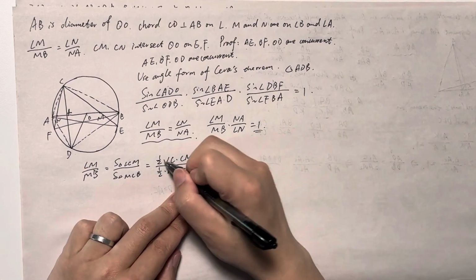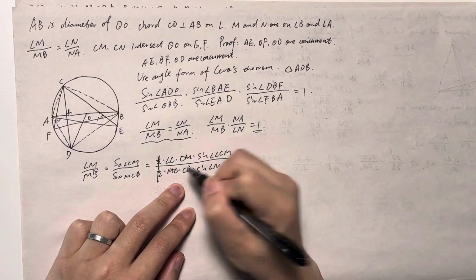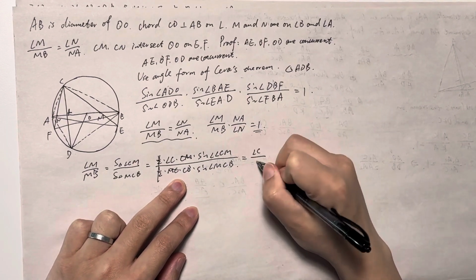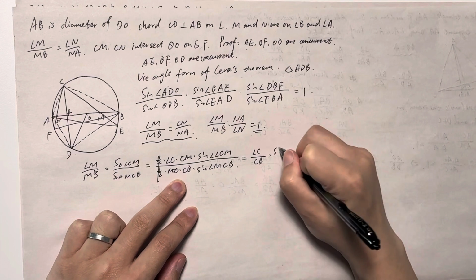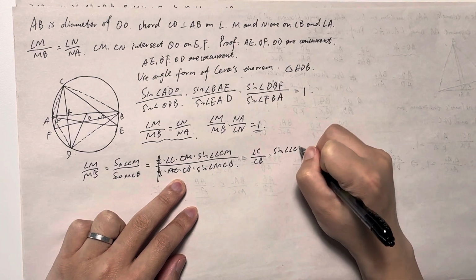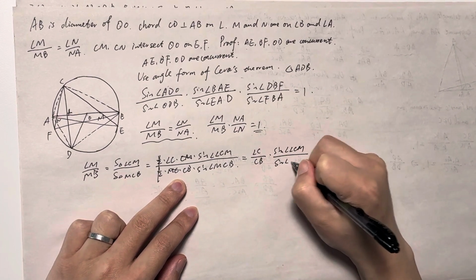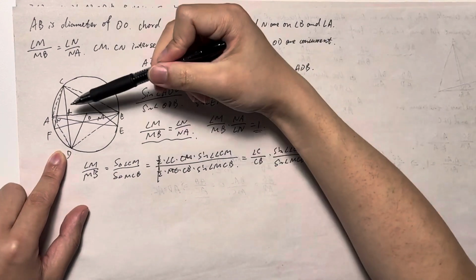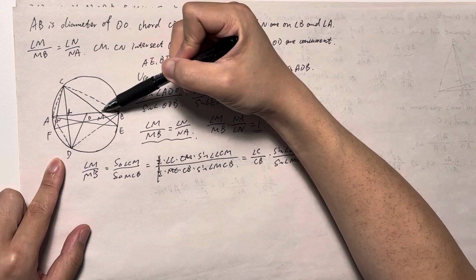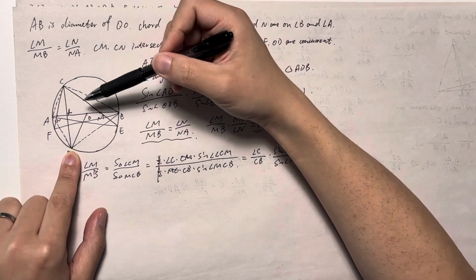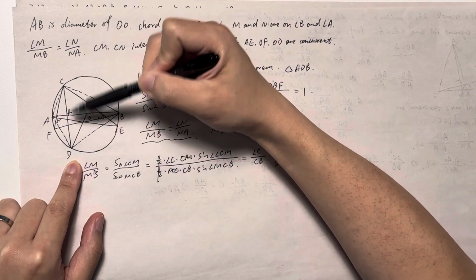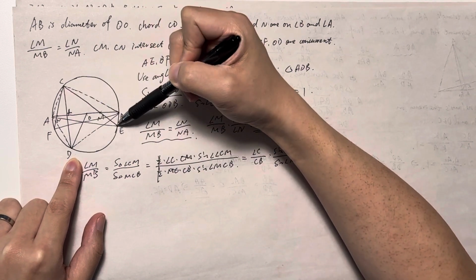So half cancels, CM cancels MC, so it equals LC divided by CB times sine angle LCM divided by sine angle MCB. We want to find LCM, right? But if we look at this one, LCM is actually angle DCE.